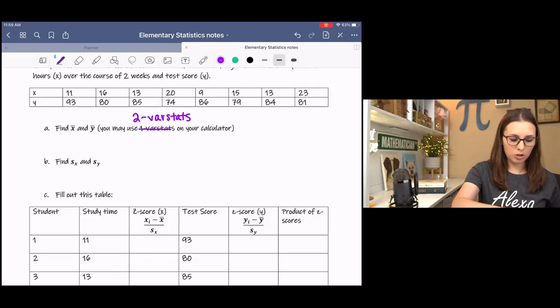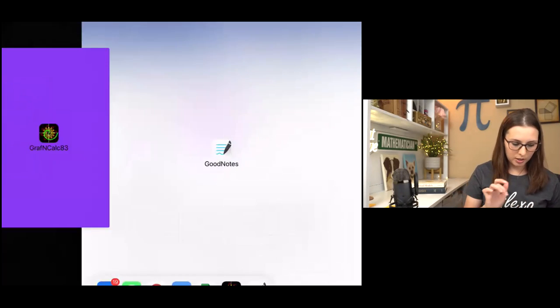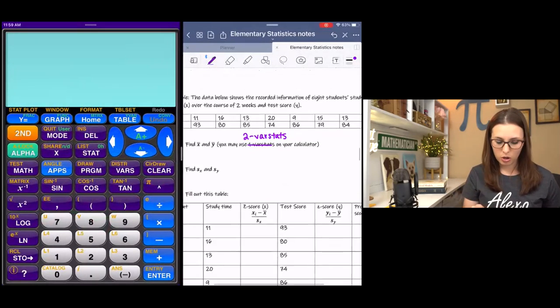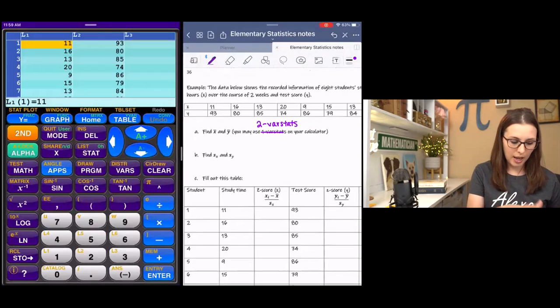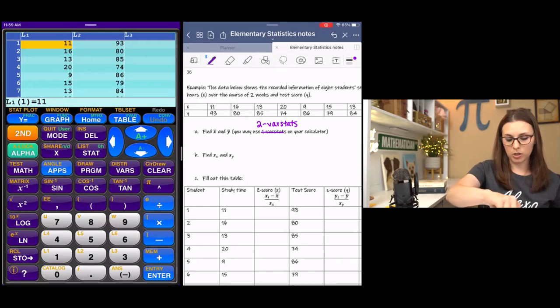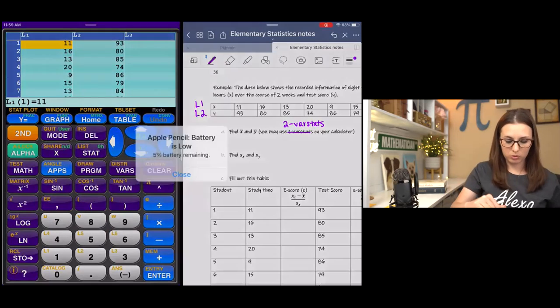Now I want you to go to your calculator, and you might need to pause it, but for the sake of time, I've already input the data. So you're going to go to Stat, Edit, and you're going to input the X values in L1 and the Y values in L2. If you're not using L1 and L2, that's totally fine. Just make sure that you make note of which columns you did use, because it's going to make a difference when we use our calculator. So I used L1 and L2.